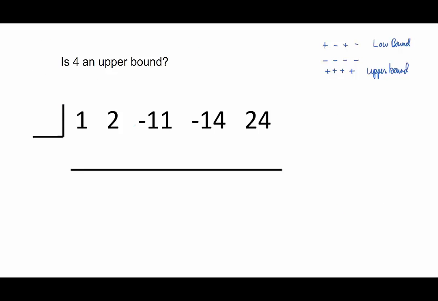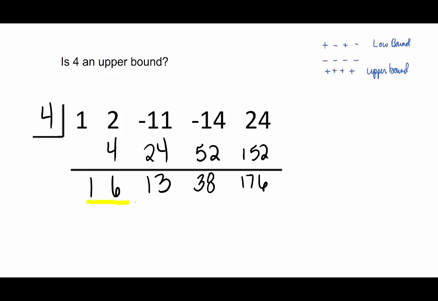Now, if the question is, is 4 an upper bound, that's not as difficult a question. You don't care whether it is the least upper bound. All you care is whether you have an upper bound or not. If you see the question, is 4 an upper bound, then do synthetic division. And if you get all positive values, you have found an upper bound.